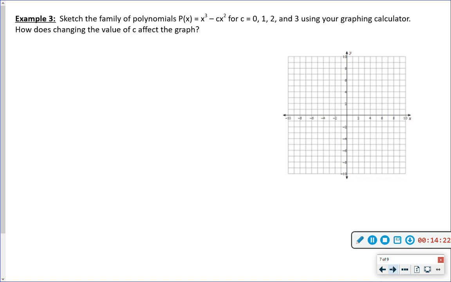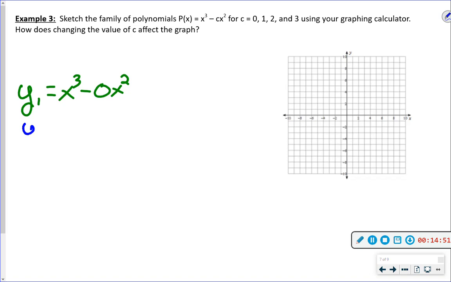All right, sketch the family of polynomials using your graphing calculator. How does changing the value C affect the graph? So this looks crazy. We're going to do them all in one shot. I'm just going to rewrite them: y equals, and your y1. First, you're going to put 0 in for C. Now, let's get real. If I'm punching this in my calculator, are you really going to put in the 0x squared? No, 0. Okay, I would just put the x cubed.